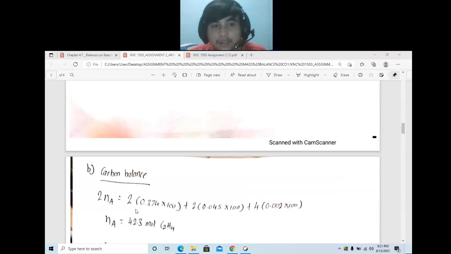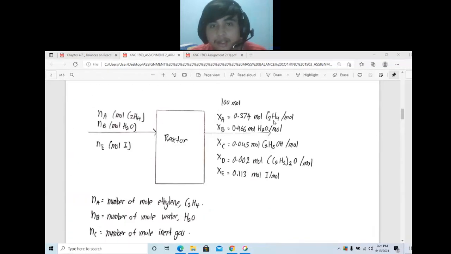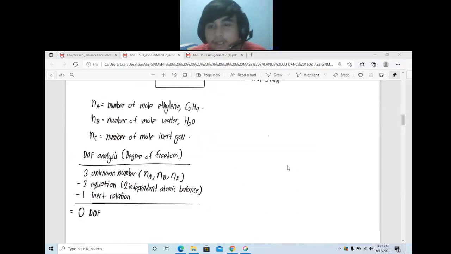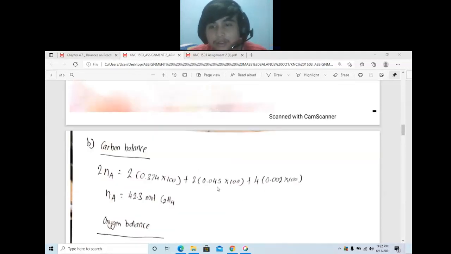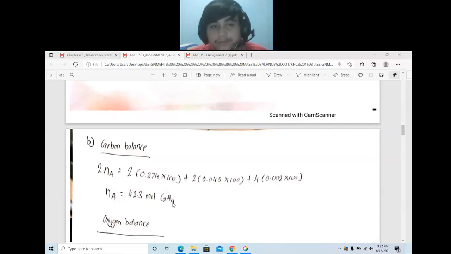So 2Na here is equal to the product here, they have 1, 2 and 3. So for the C2H4, C2H5OH and (C2H5)2O, we can identify the carbon balance, where this one: 2 multiplied by 0.374 multiplied by 100 for the mole basis, and then here 2 multiplied by 0.045 multiplied by 100, and then 4 times 0.02 multiplied by 100 more. So you can get the Na for the moles of C2H4.